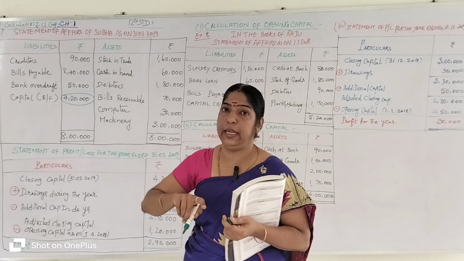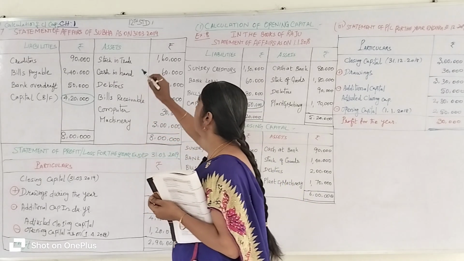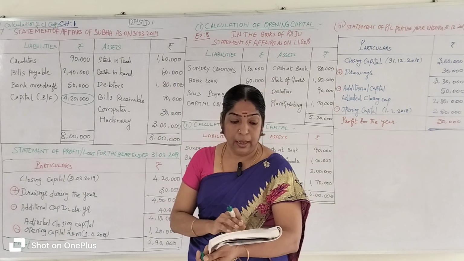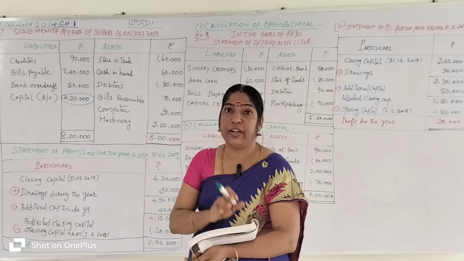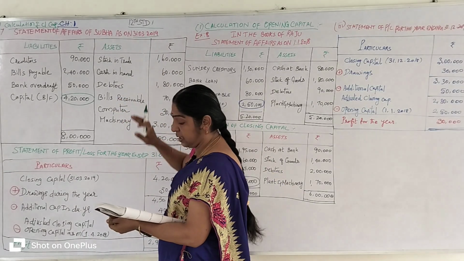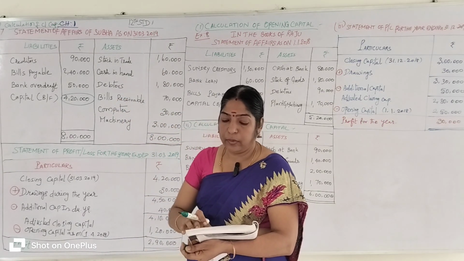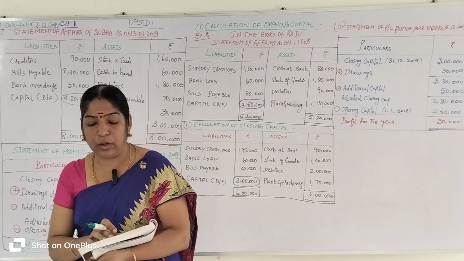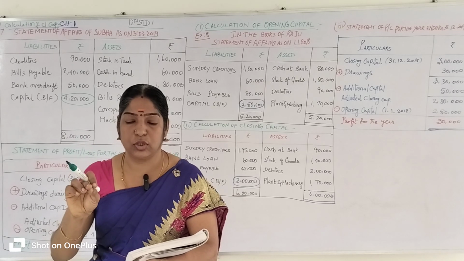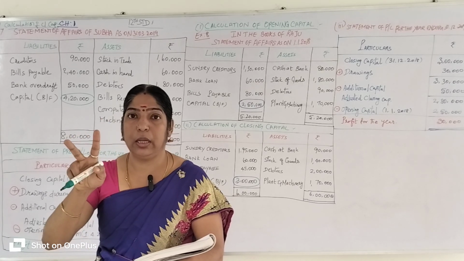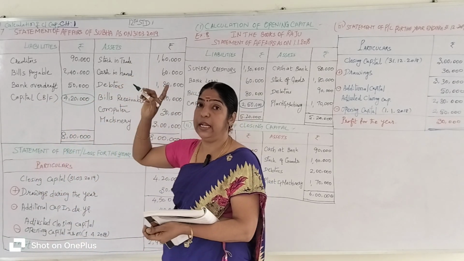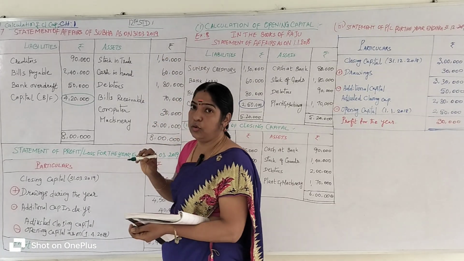The end of the accounting period. Listen here: what is the end of the accounting period? 31st March 2019. How can you find out? The beginning of the accounting period is given here as 1st April 2018, so you can't enter that here. They have given the following particulars available from her books as on 31st March 2019. We have to take and write here the end of the accounting period, 31st March 2019.